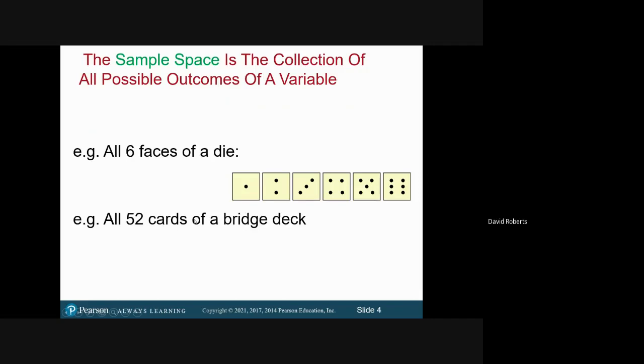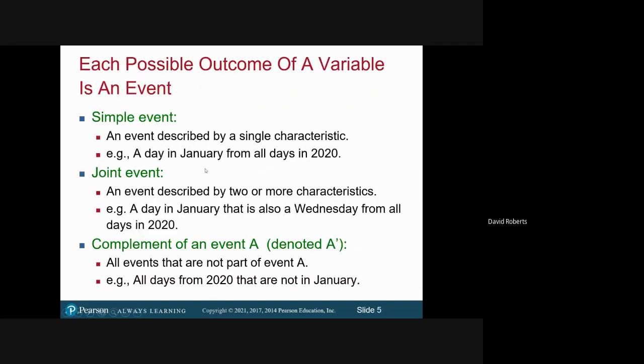If you've ever watched poker on TV and they talk about the probabilities on the screen of drawing certain cards or winning certain hands. So you have simple events. It's only one characteristic. A day in January from all the days. So there's 31 days in January. Pick any number you want from January. There's a 1/31st or 1 in 31 chance.